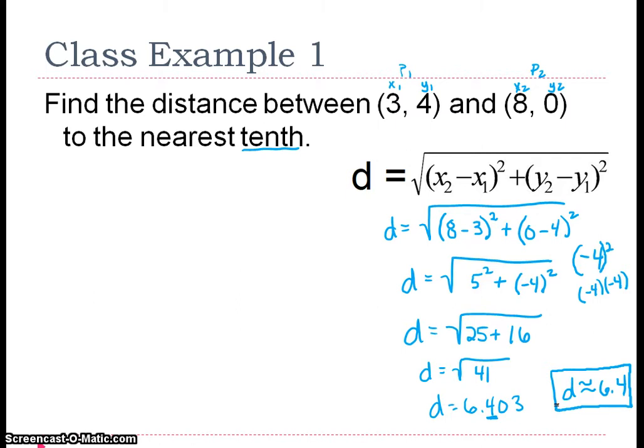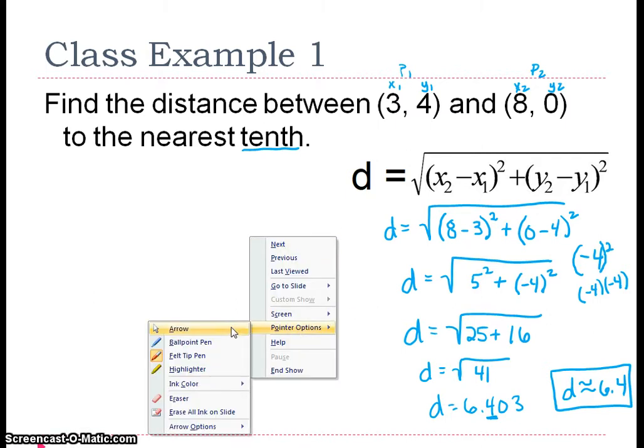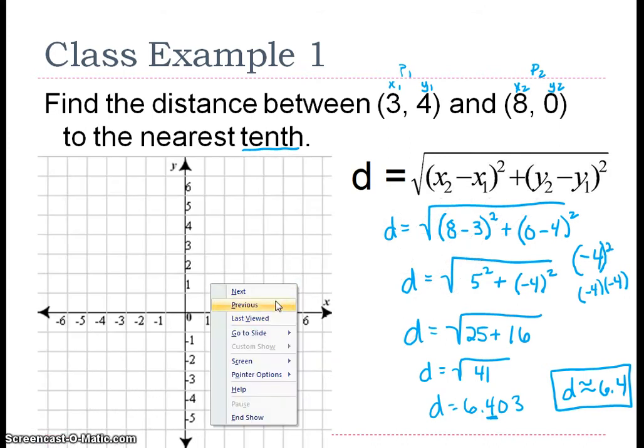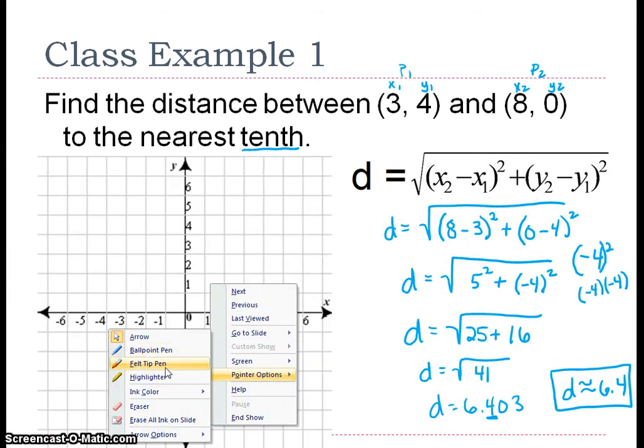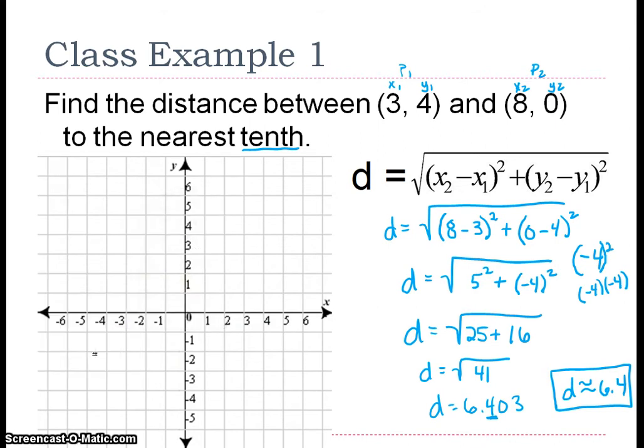Now I'm going to really quickly, hopefully, show you how to do it with the Pythagorean theorem. Alright, so I am going to change ink color. Alright, I'm going to plot these 2 points. So the first point is 3, 4. So over 3, up 1, 2, 3, 4. So this point right here. And then the point 8, 0. Over 1, 2, 3, 4, 5, 6, 7, 8, up 0. So that's this point right here.